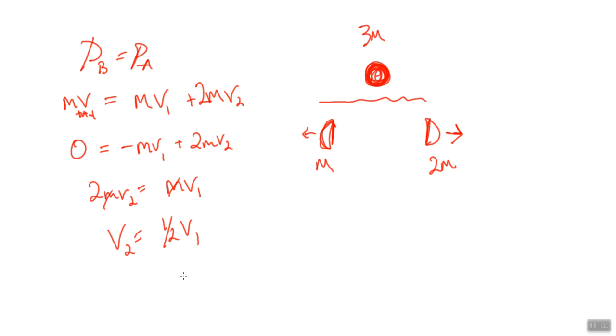Meaning the velocity is going to be half of velocity 1, so if this piece to the left was flying off at 10 meters per second, this piece to the right is going to be flying off at 5 meters per second. And that's because this piece has less mass and this piece has more mass, so it's going to be flying away with less speed.